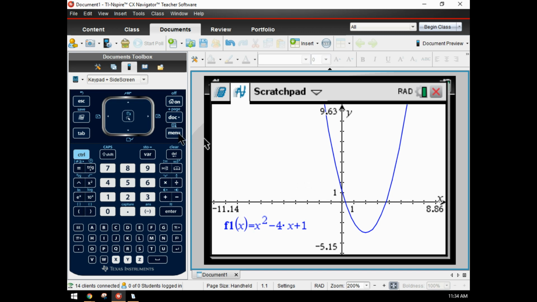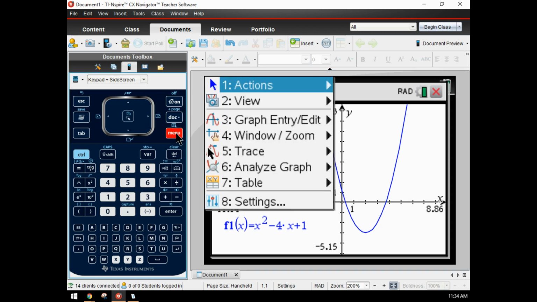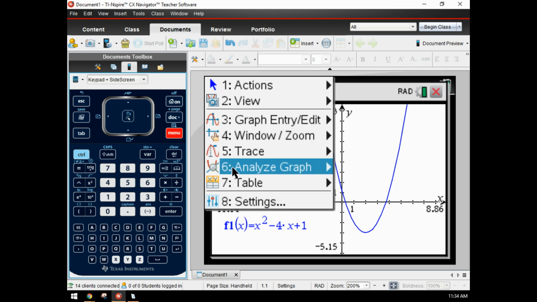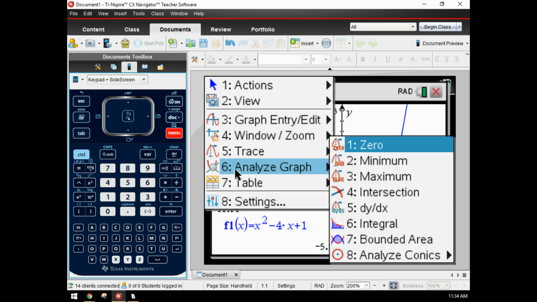So go to menu. If you still have your table up there, it'll still do it for you. You just have to make sure you've clicked on the graph to do it. So do menu, and we're going to go to Analyze Graph. Remember, we used this when we did systems of equations and you graphed it.